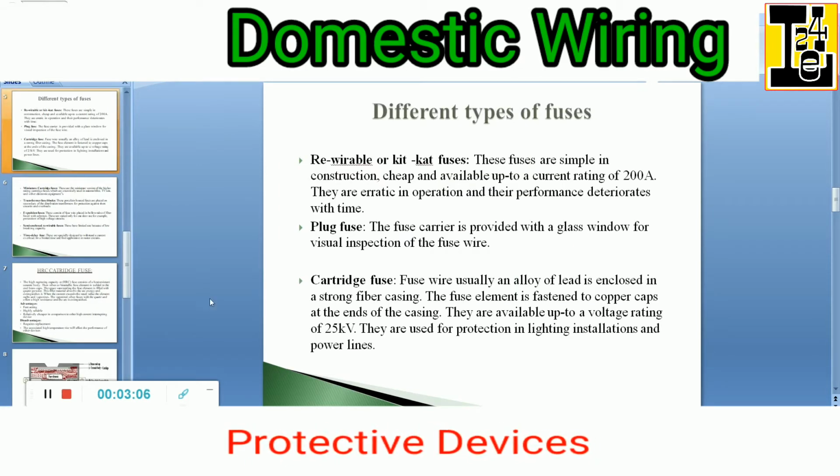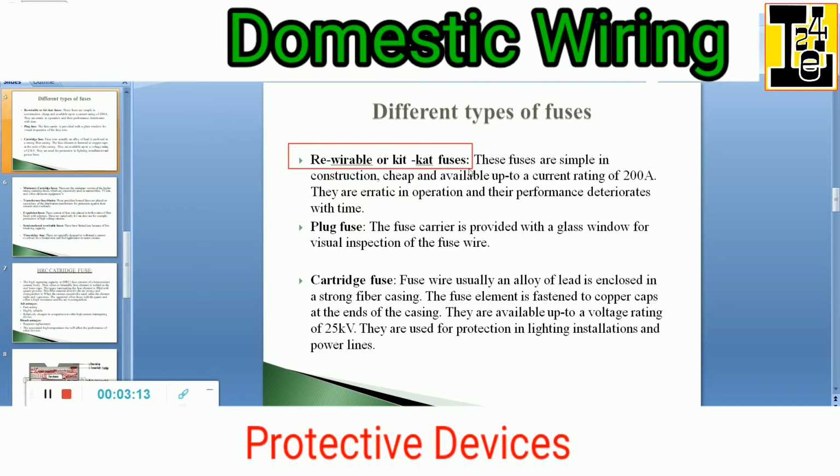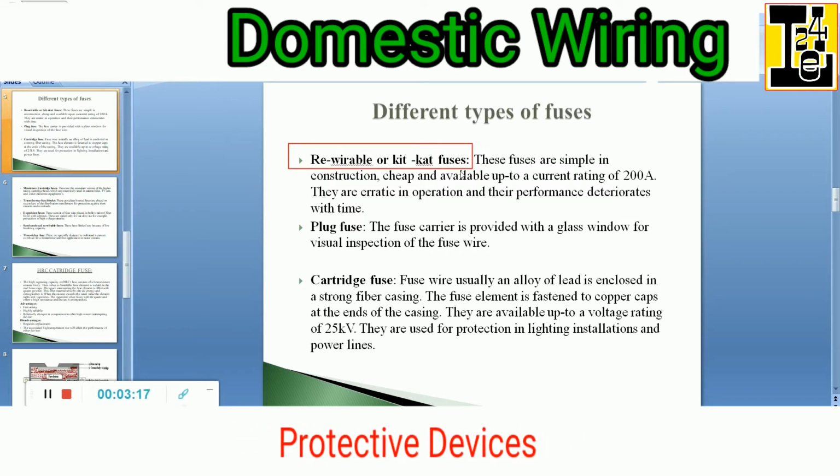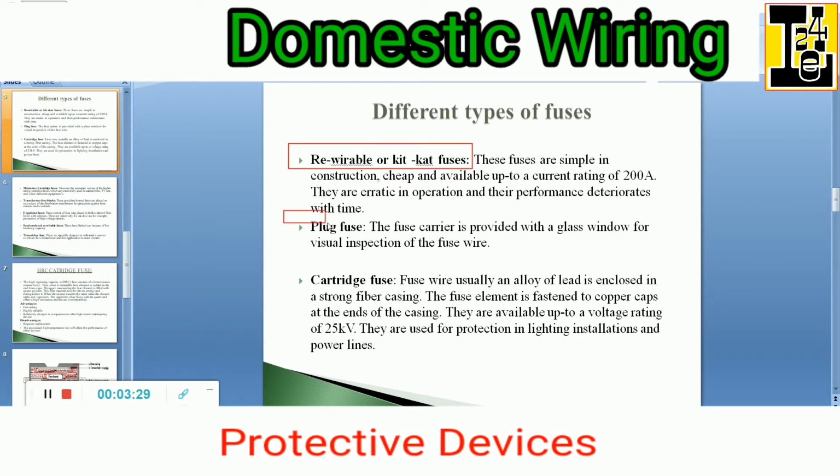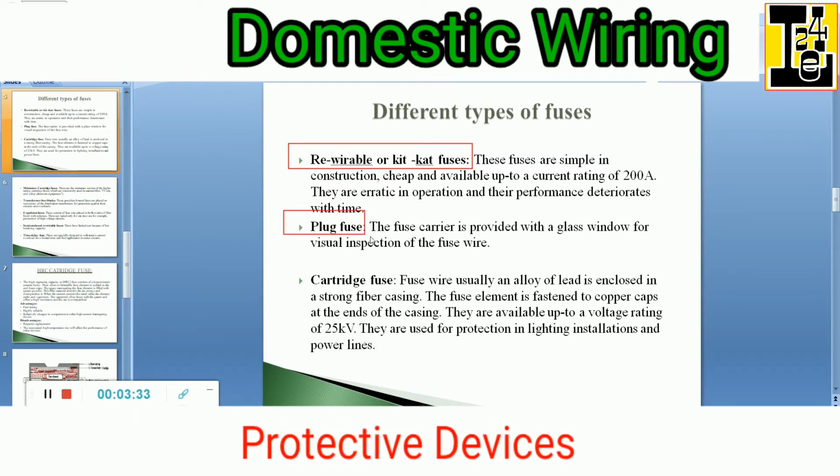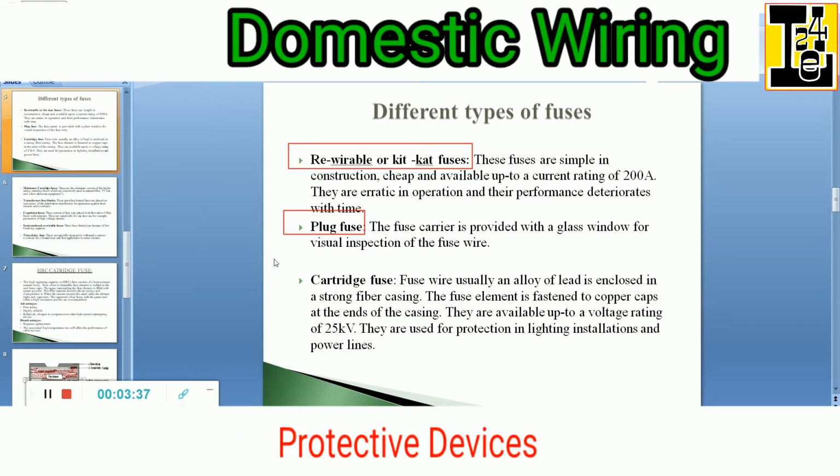Different types of fuses are: rewirable or KitKat fuse. These fuses are simple in construction, cheap and available up to a current rating of 200 ampere. They are erratic in operation and their performance deteriorates with time. Next one is a plug fuse. The fuse carrier is provided with a glass window for a visual inspection of the fuse wire.